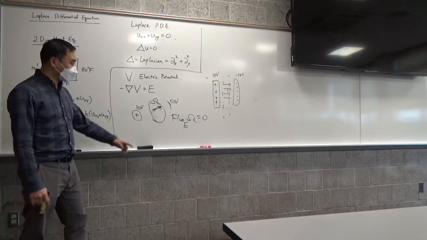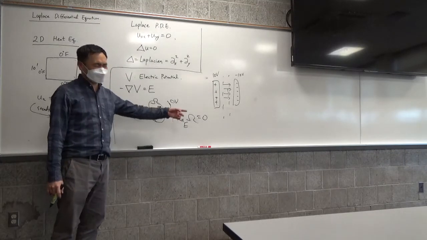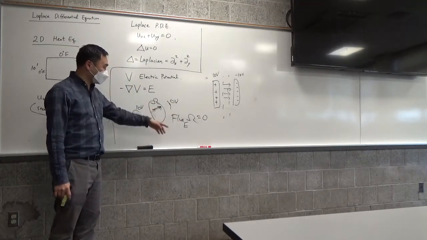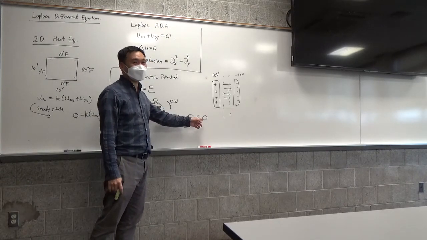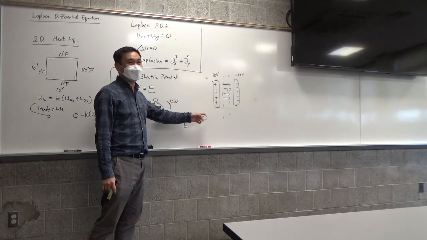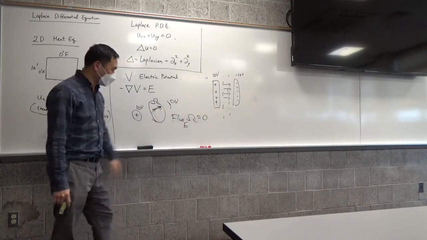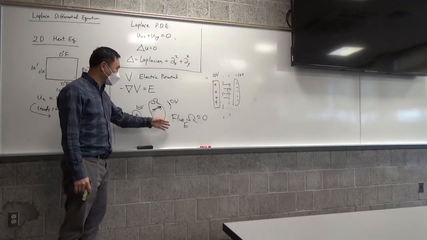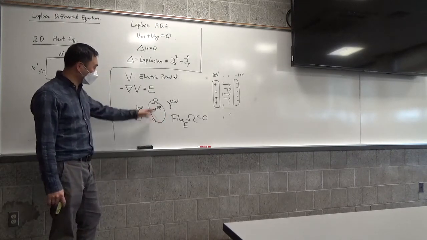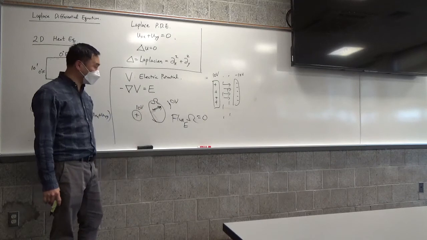Or in general, the flux is like, what is it? I forgot that as well. I wish I knew it. It's like q over 4 pi epsilon or something? Something like that, right? Okay, but anyways, this is what you have if there's no charge inside, right?